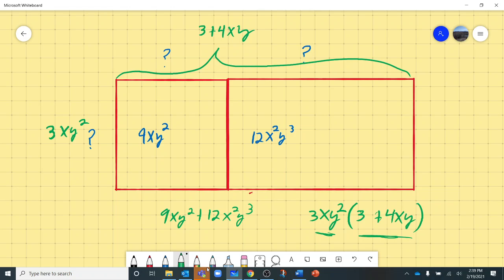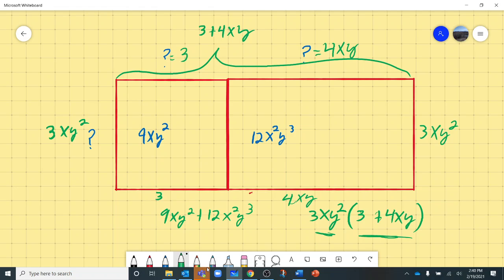Sorry, I skipped a step. If this entire side is 3 plus 4xy, and this side is 3xy squared, what do we have to do to get from 3xy squared to 9xy squared? We would have to multiply it by 3. And so this first question mark right here would have to be 3. And then 3 plus 4xy minus the 3 gives us 4xy. Going around, this side on the right is the same, 3xy squared. This would be 4xy, and this one would be 3. Let's see if that works. 3 times 3xy squared gives us the 9xy squared, so that one works. 4xy times 3xy squared gives us 12x squared y cubed, so that one works. And so that's what the division would be.